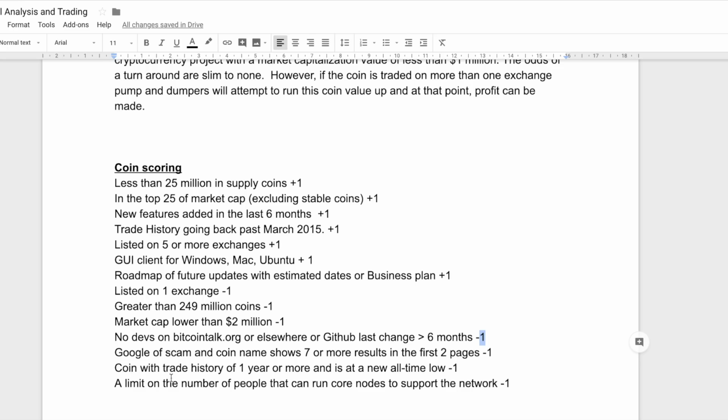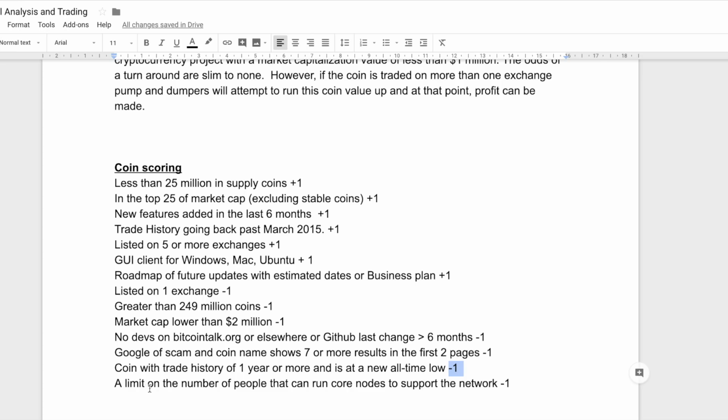Anyways, a coin with a trade history of 1 year or more that is hitting new all-time lows at this point in time gets a -1. So if you go back in history on the trade history and you see that prices are lower than they've ever been, then it's getting a -1, and you should most likely be running from that coin. But it all depends, right? Some coins, even though they've hit all-time lows, are still pretty good buys because of other features they provide to the community, and they might get other points.